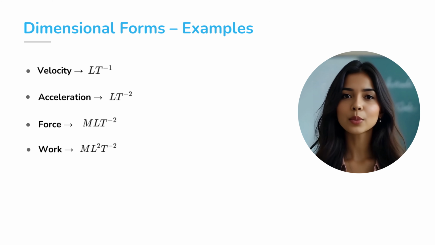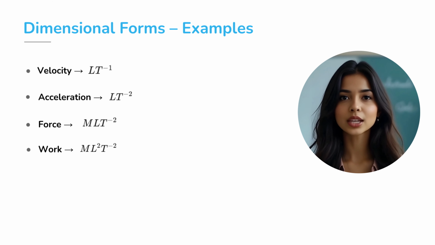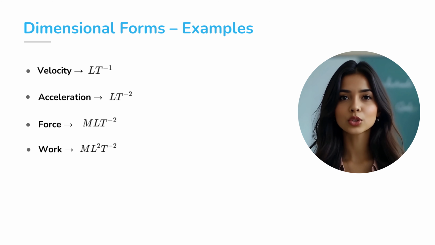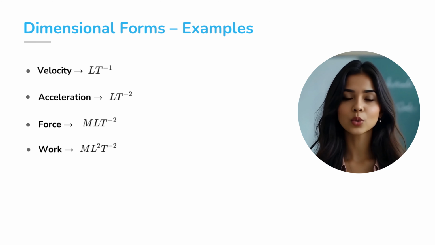Let's take a few examples. Velocity equals distance divided by time. Dimensions: L divided by T equals L times T to the power minus 1. Acceleration equals velocity divided by time: L divided by T squared equals L times T to the power minus 2.